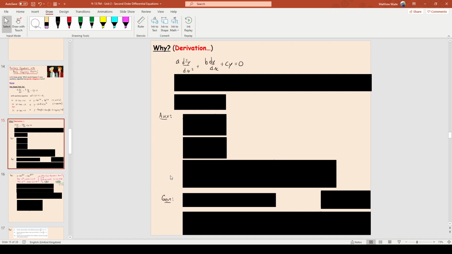Right, buddies, let's derive it. You might be thinking, that's all well and good, it is p cos beta x plus q sine beta x, but why is that the case? Why is it the case? Well, let's find out.